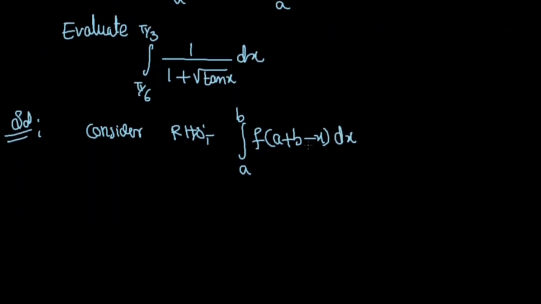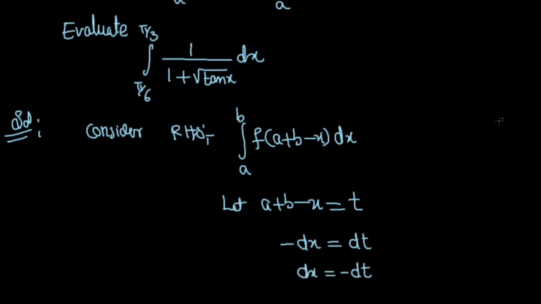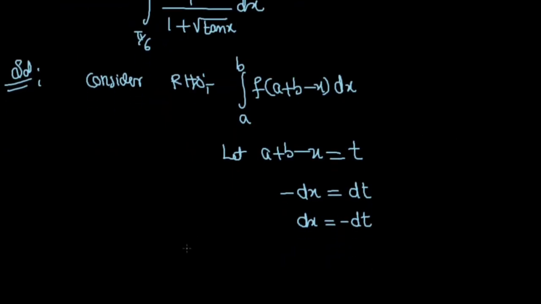So assume, let a plus b minus x is equal to t, substitution method. Differentiation of constant is 0, differentiation of x is minus dx, equals dt. So in the place of dx, can I substitute minus dt? Yes. Now we have to change the limits also, okay? Lower limit is x equals a: substitute, then minus a plus a get cancelled, t is equal to b. Upper limit is x equals b: if I substitute in the place of x, minus b plus b cancel, t is equal to a.